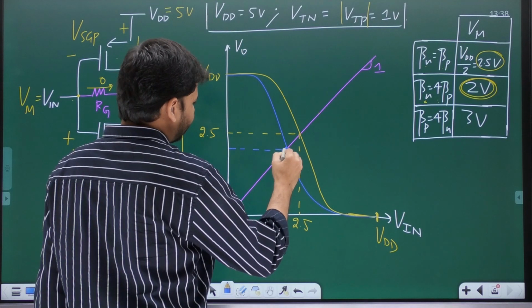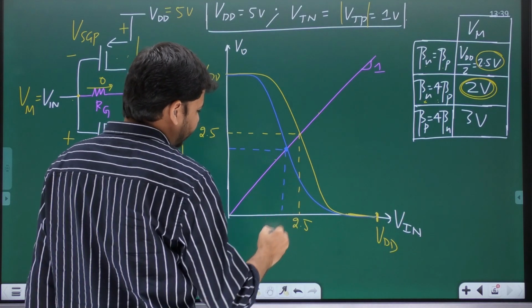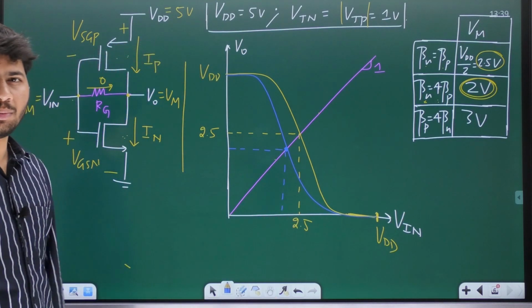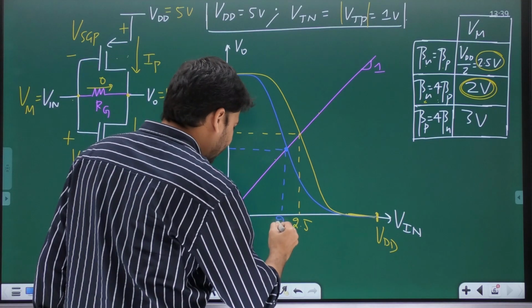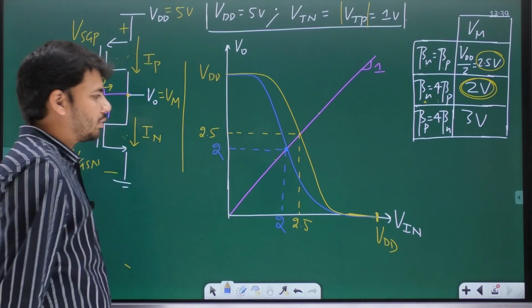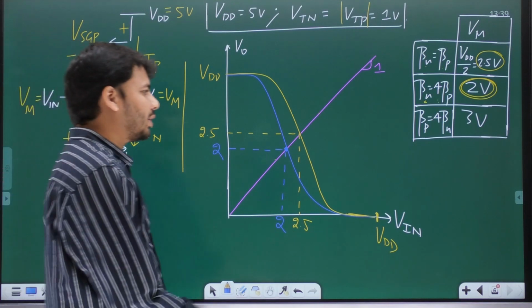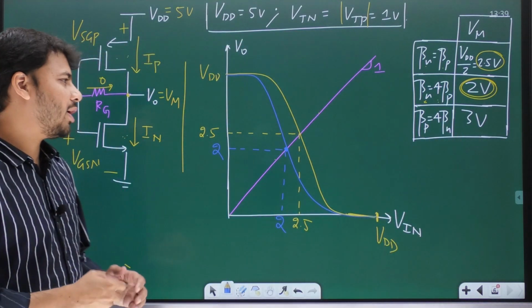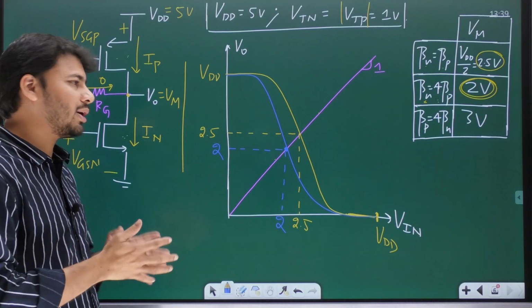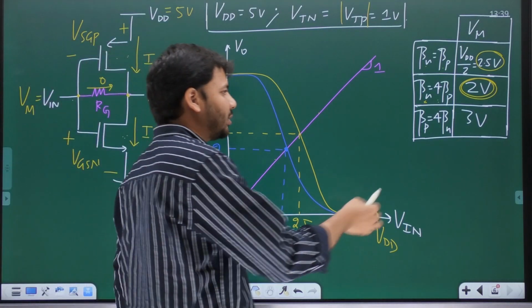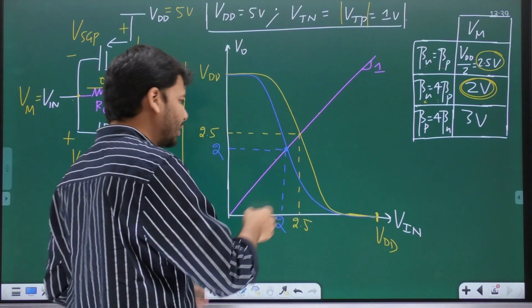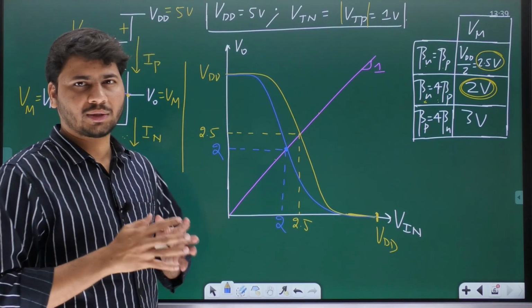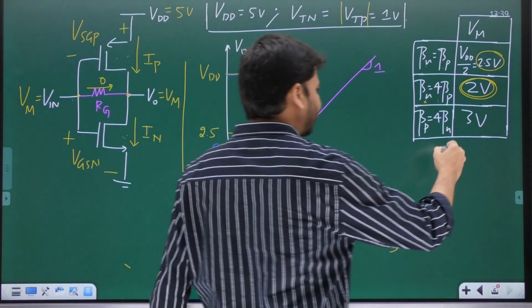Let me indicate the x and y coordinates of the new point of intersection. Are they not 2 comma 2? And then in the third case, beta P is greater than beta N, or PMOS is 4 times stronger than NMOS. And in this case, the switching threshold happens to be 3 volts. So what are the coordinates of the point of intersection now? Are they not 3 comma 3?